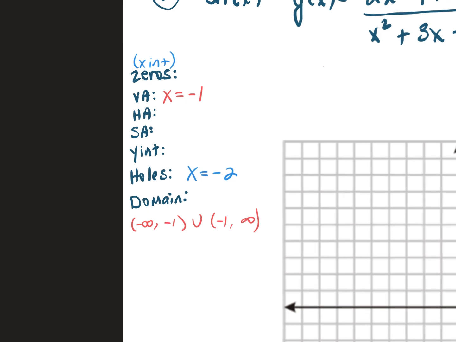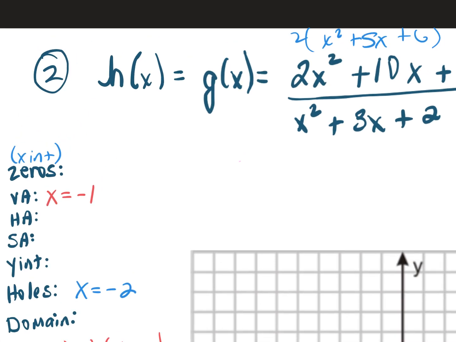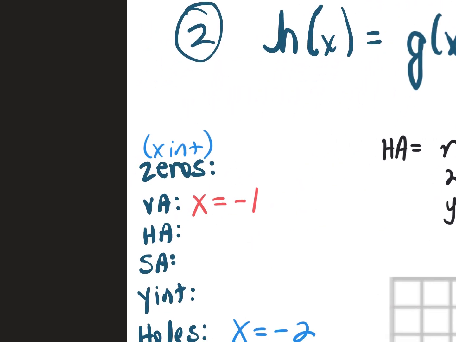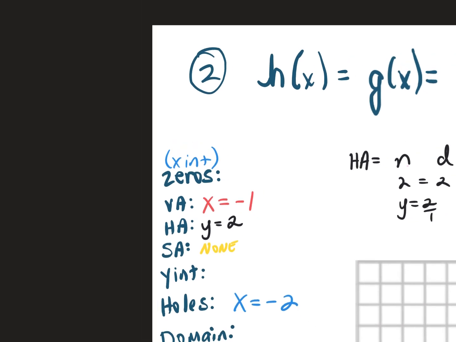Let's do our horizontal asymptotes. How do you find your horizontal asymptote again? Okay, compare the exponent, the numerator degree to the denominator. So it's 2 equals 2. So what's our horizontal? It's not y equals 2 because the degree is 2, guys. It's the leading coefficient of the numerator over the leading coefficient of the denominator. So your horizontal asymptote is at y equals 2. What does that tell you about your slant asymptote? There isn't one. If you have a horizontal, you do not have a slant, and vice versa.